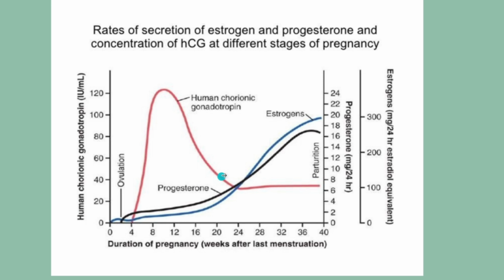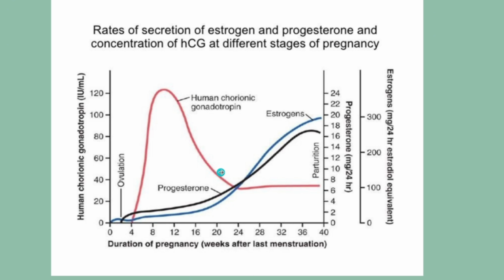So where can progesterone and estrogen still be secreted in high amounts? The answer is the placenta. After 2 months, when the placenta is already formed, one of the functions of the placenta is to secrete progesterone and estrogen to replace the function of the corpus luteum.